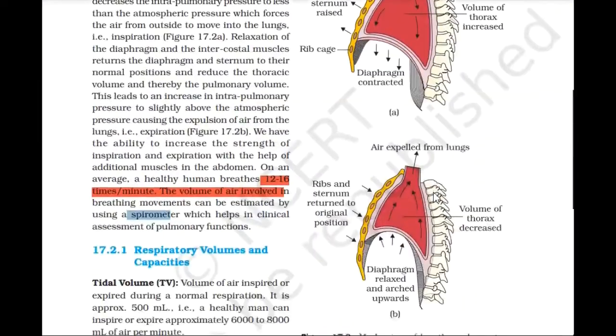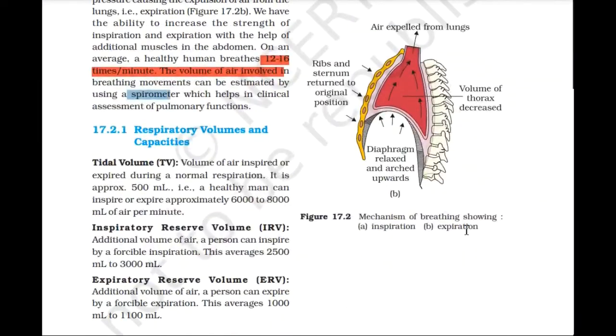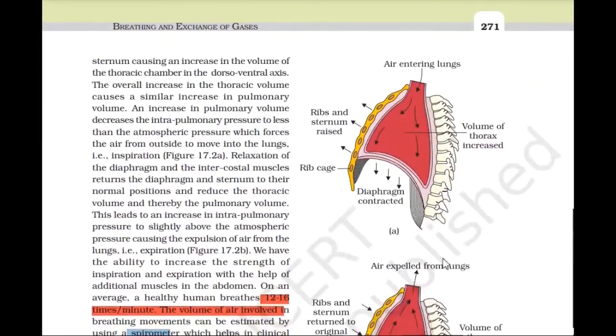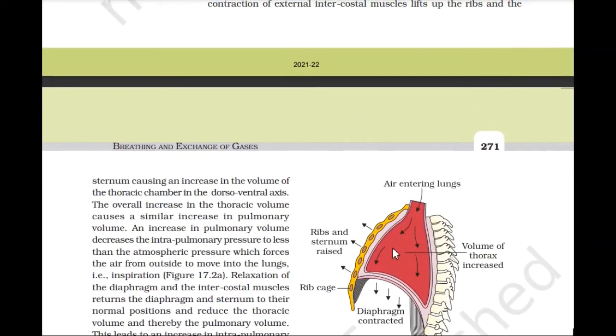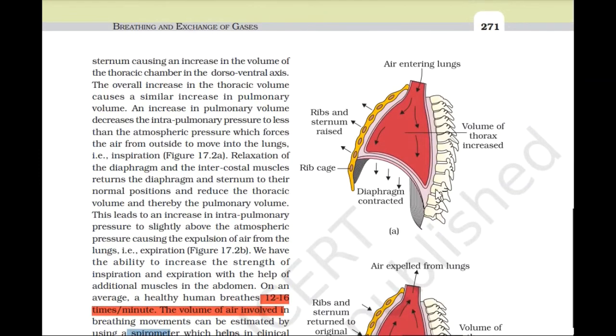Let us see the diagrams. Mechanism of breathing showing first inspiration and second expiration. Air entering into the lung: due to decrease in intrapulmonary pressure relative to the atmosphere, the air outside enters into the lung, the volume of the thorax is increased, and due to this ribs and sternum are raised, and the diaphragm is contracted.